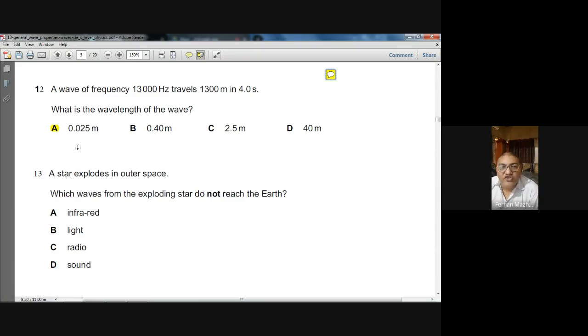I hope you have understood this. First, I calculated the velocity, distance divided by time. Then I applied the wave equation, V is equal to F lambda. So if I want to find out lambda, that will be wavelength is equal to velocity divided by frequency. Simple calculation. A is the choice.